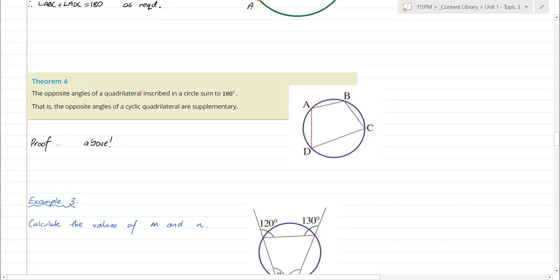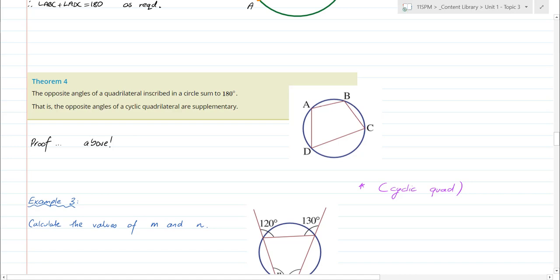Now, I did that example deliberately because Theorem 4, the last one for today, says opposite angles in a quadrilateral inscribed in a circle sum to 180. That's called the cyclic quadrilateral theorem. The proof is already there, so you can call this one cyclic quadrilateral. That can be your reasoning.